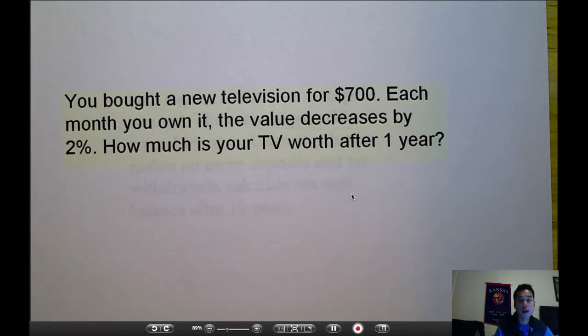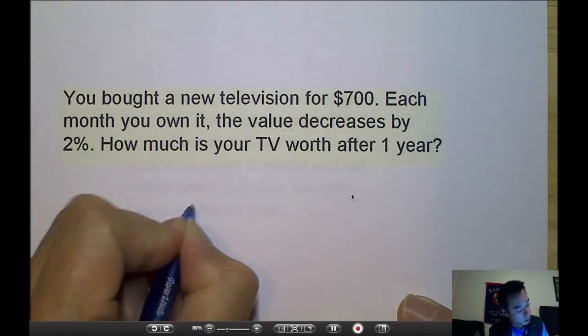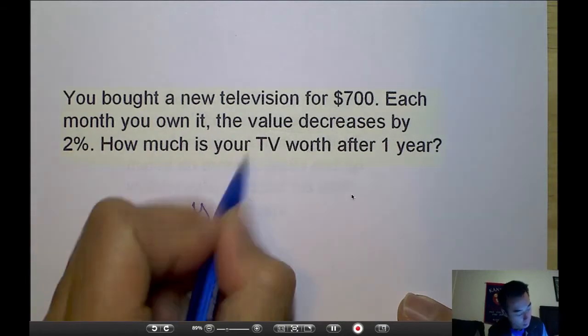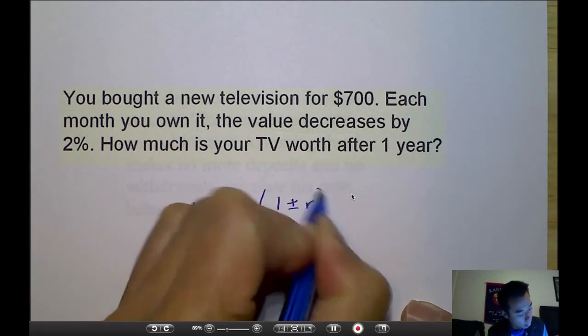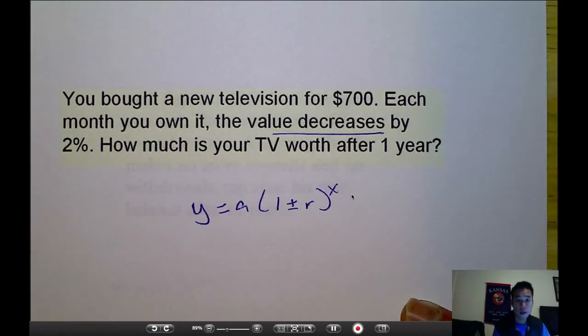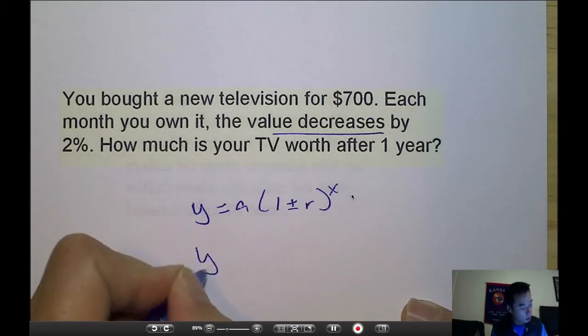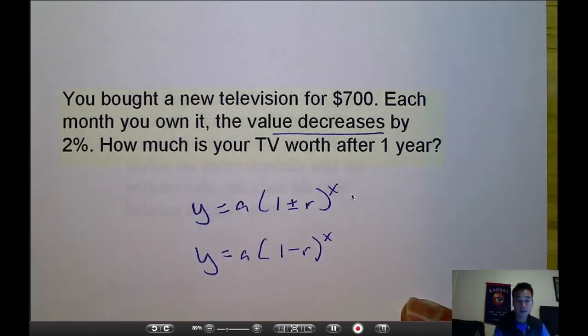You bought a new television for $700. Each month you own it, the value decreases by 2%. How much is your TV worth after 1 year? So I know that the model for that is going to be y is equal to a times 1 plus or minus r to the power of x. But I know that this decreases, therefore it's going to be y is equal to a times 1 minus r to the power of x.